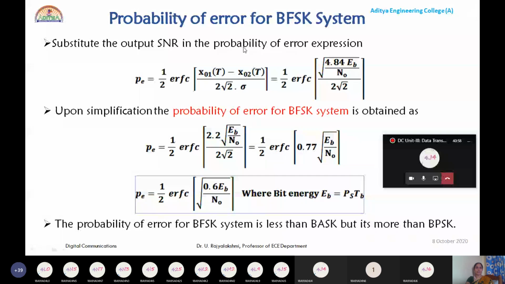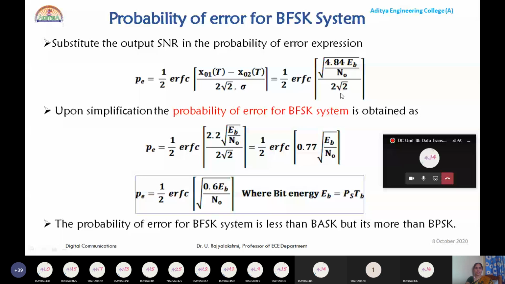So let us go through the probability of error calculation. Now finally you obtained root rho max, that is (x01 of t minus x02 of t) divided by sigma. Now please substitute the value of root rho max in the probability of error expression for the optimum filter. So you can write it as half erfc of root 4.84 EB by N naught divided by 2 root 2. Why 2 root 2? Because you already have 2 root 2 in the denominator of the complementary error function. So the same constant I mentioned here.